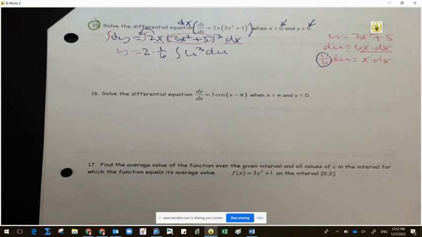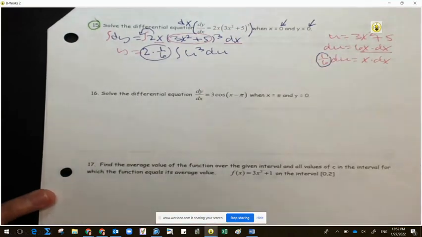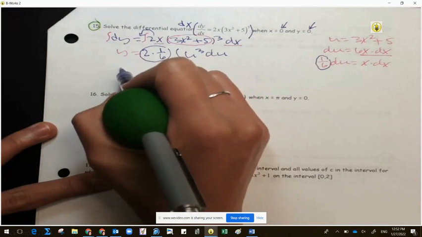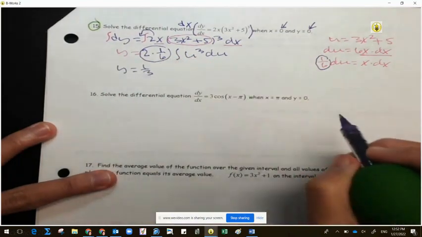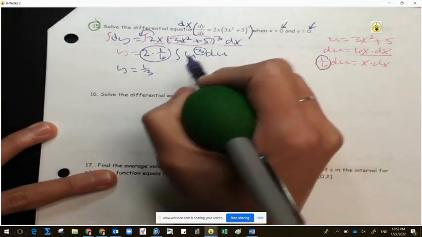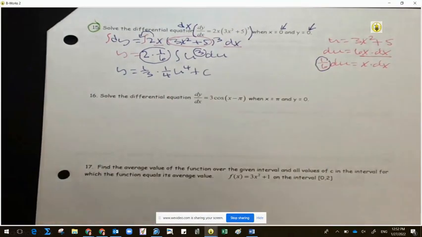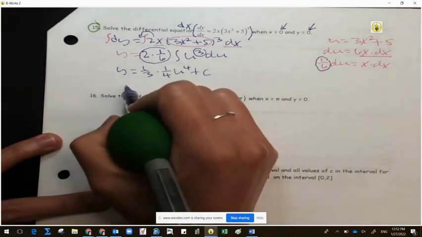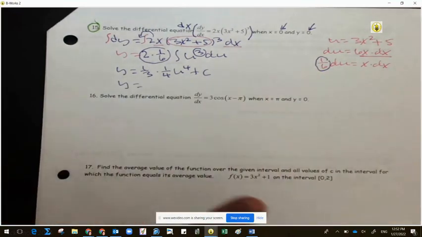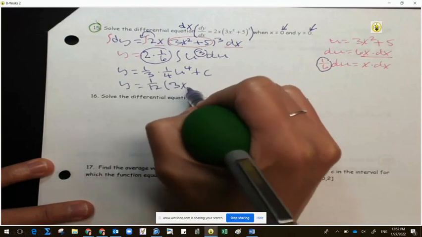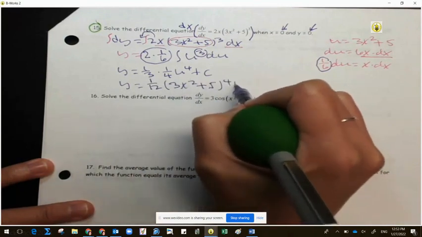So any questions on how I have substituted that in? Good? Can I go ahead and simplify this right now? You can. So we have y is equal to, that's 1/3. So time to integrate. What is 1 more of the 3? 1 over 4, u to the 4 plus c. And our final one, y is equal to, and go ahead and grab the calculator. So we have 1 over 12, and our u piece is 3x squared plus 5 to the 4th plus c.